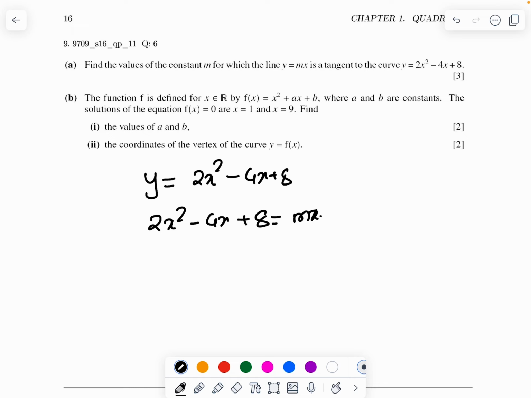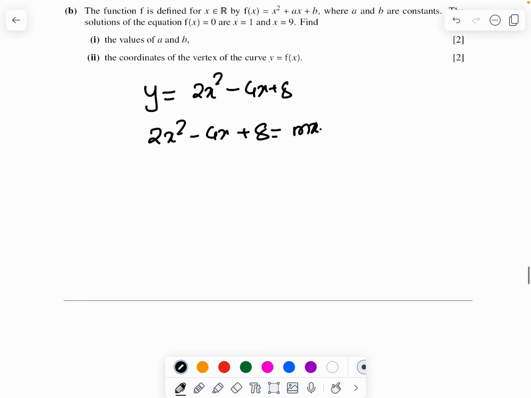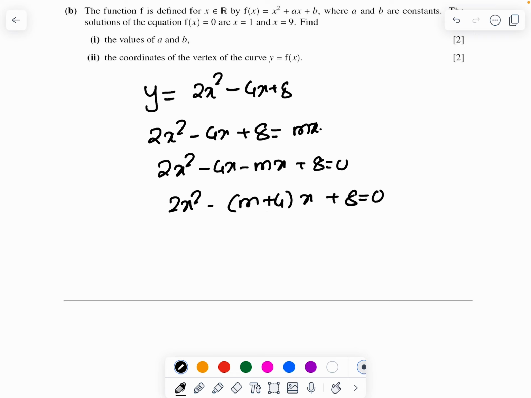Now, what am I going to do? Bring all the terms on one side. 4x minus mx plus 8 equals 0. So 2x square minus common, m plus 4x plus 8 equals 0. Now it is a tangent means it should have only one root. So b square minus 4ac should be equal to 0. So m plus 4 whole square minus 4 times 2 times 8 should be equal to 0.